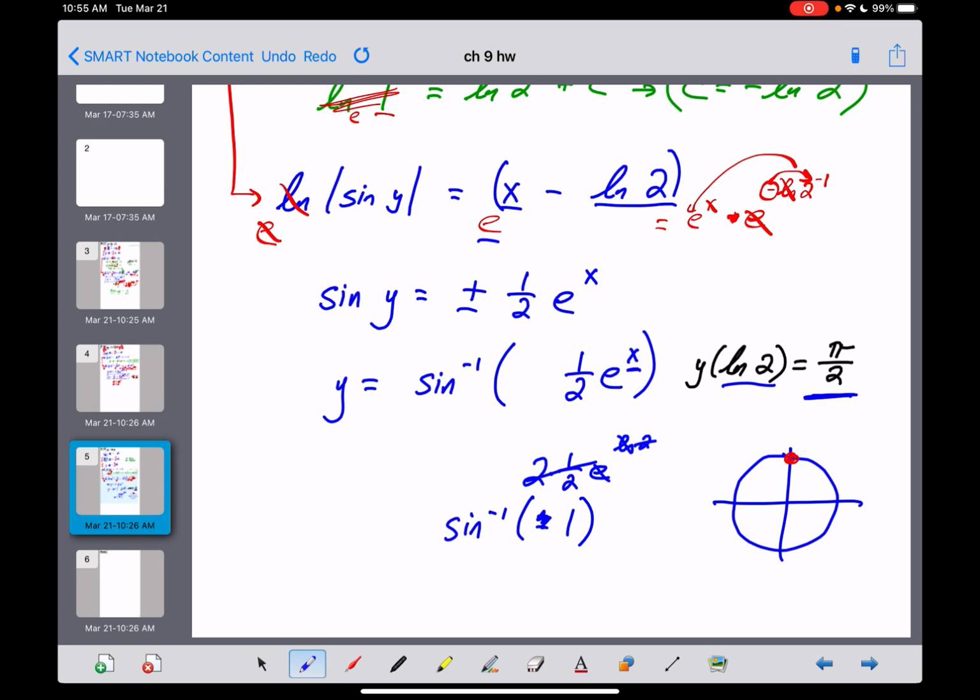So actually, that's my answer right there, guys. Y is equal to the inverse sine of 1/2 e to the x. And that's our solution then, everybody, to problem number 43.